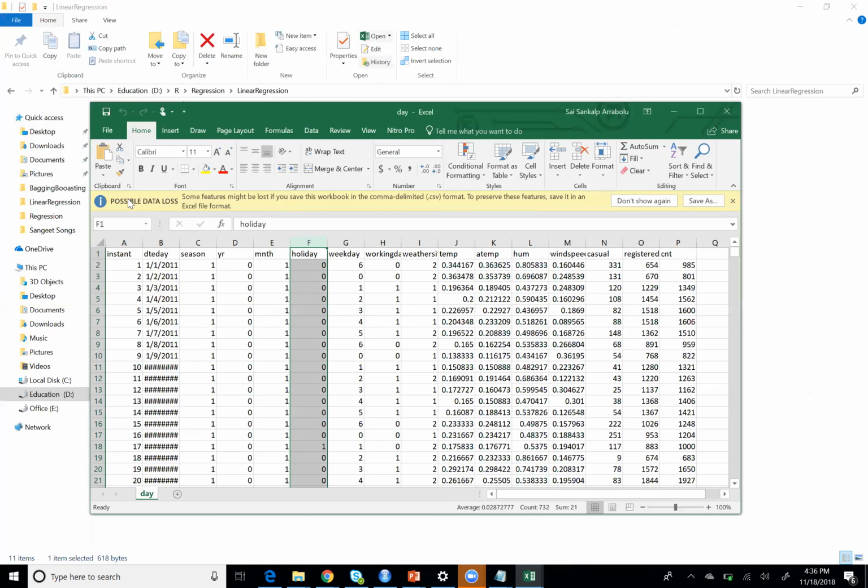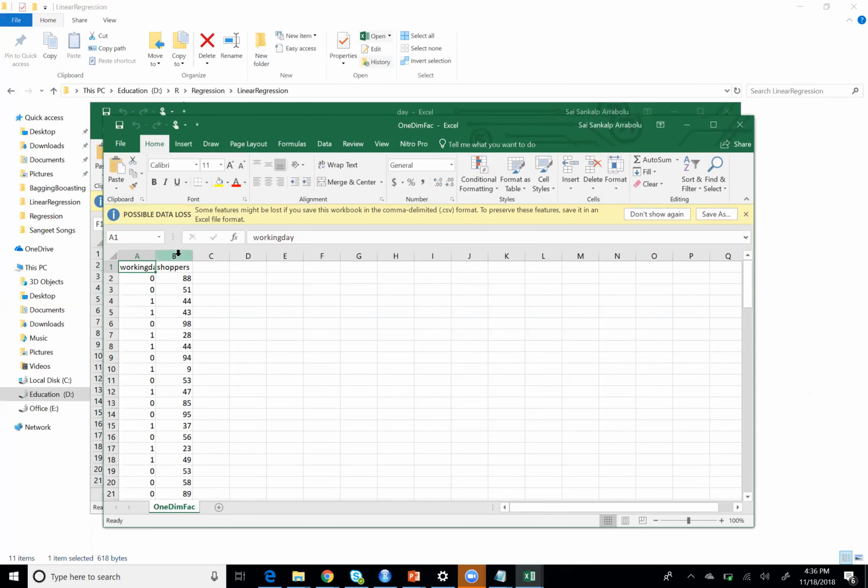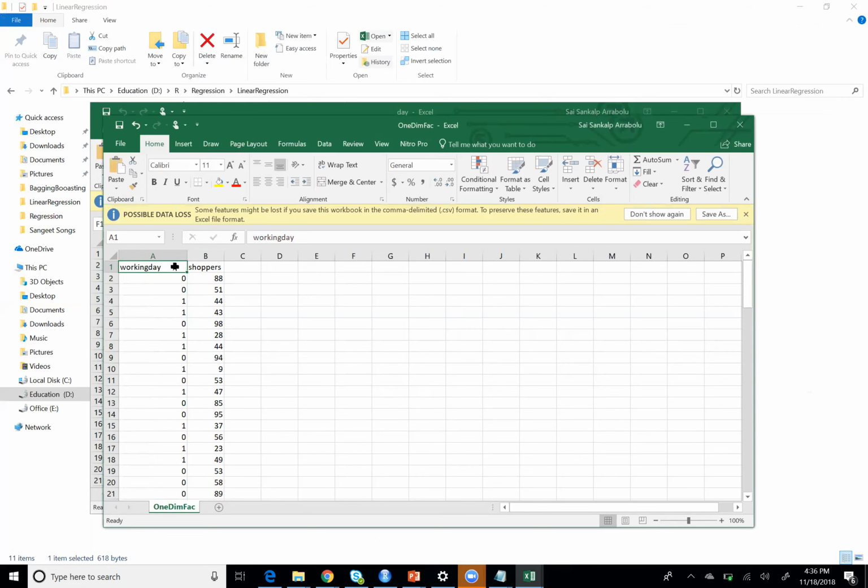In this case, it has the number of shoppers and it tells you whether it is a weekday or a working day. If it is 0, that means it is a holiday. If it is 1, that means it is a working day. So let's see, in this case, your X is categorical, right?